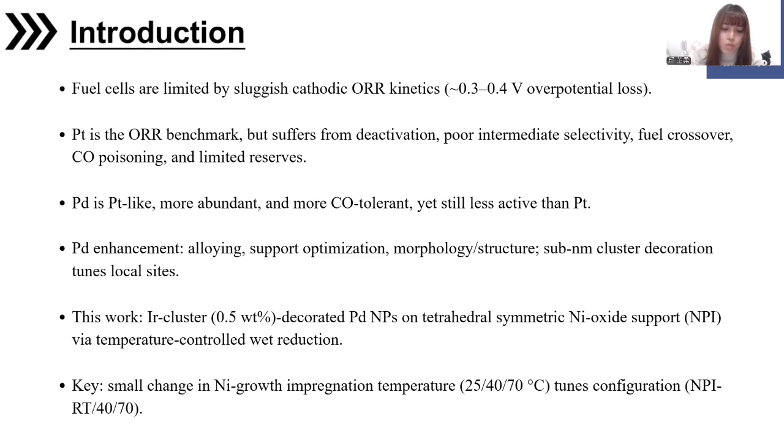In this work, the main strategy is to introduce atomic scale iridium clusters on palladium nanoparticles and support them on a nickel oxide support. The authors emphasized that by only slightly changing the impregnation temperature during nickel crystal growth, 25, 40, and 70 degrees Celsius, they can significantly tune the configuration, leading to large differences in ORR performance, even with similar compositions.